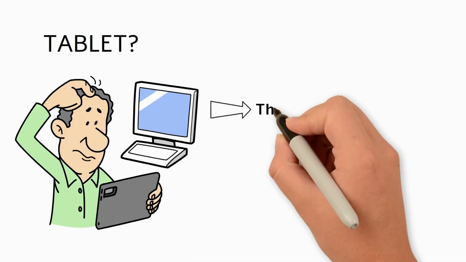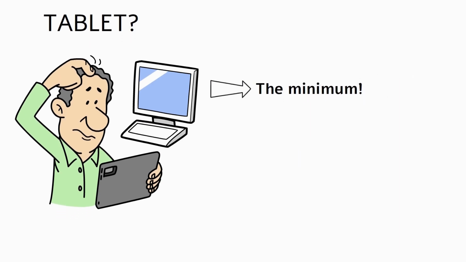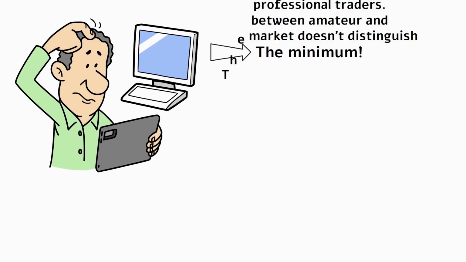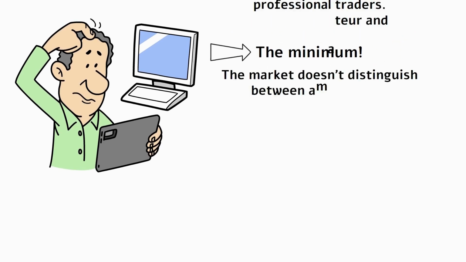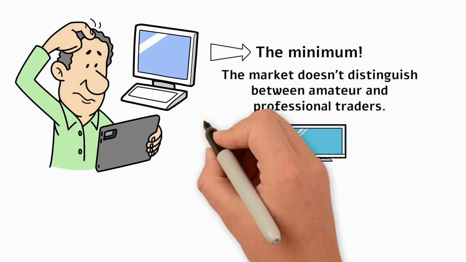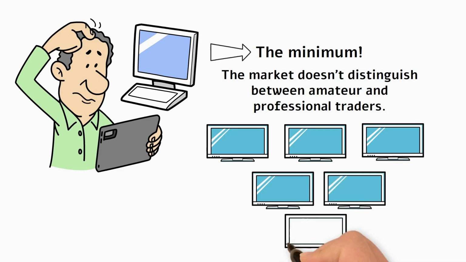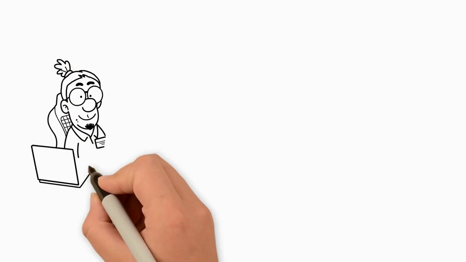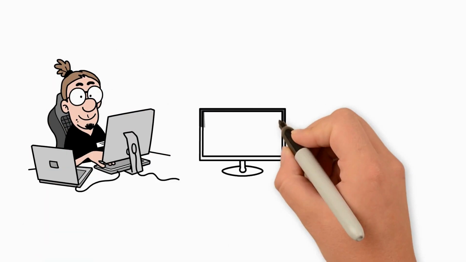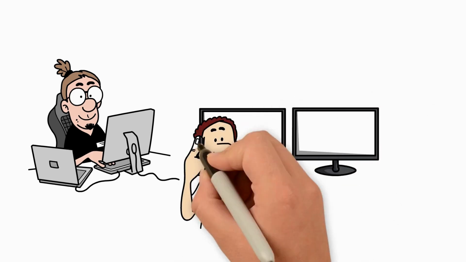PC with one screen. This is the minimum requirement, a PC with at least one screen for trading. However, the market doesn't distinguish between amateur and professional traders. For reference, I have 6 screens in my office, but don't worry, you don't need 6. I have 6 because I multitask frequently. If you can have 2 screens connected to the same PC, that's ideal. Otherwise, a tablet plus a PC would be a temporary solution. But if possible, get 2 screens, you'll thank me for it.